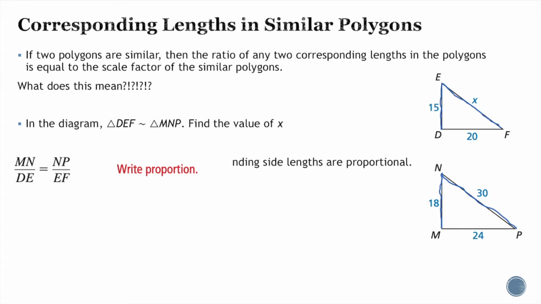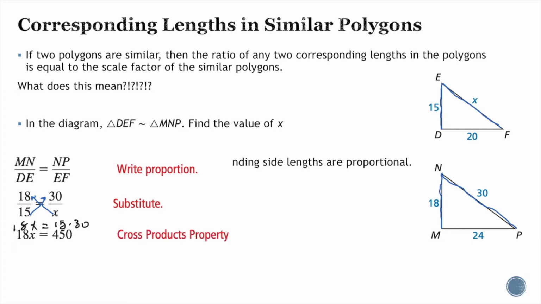Now I'm going to substitute my values as so, and I'm going to cross multiply to get 18x is equal to 15 times 30. I'm going to divide 18 on both sides to get x is equal to 25. So x is equal to 25.